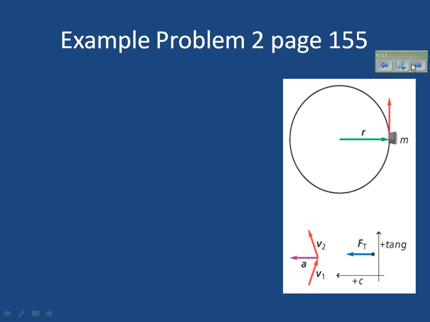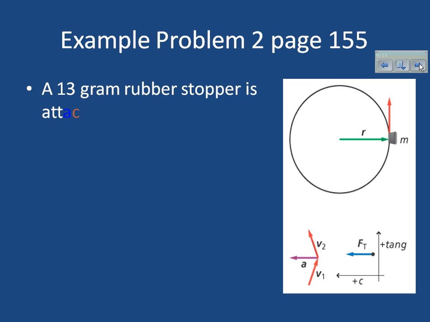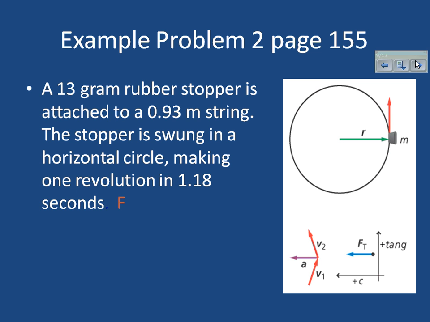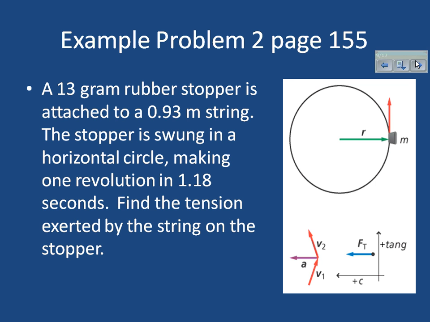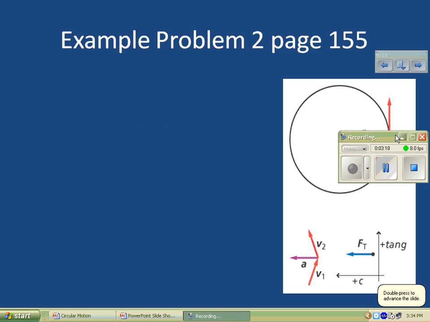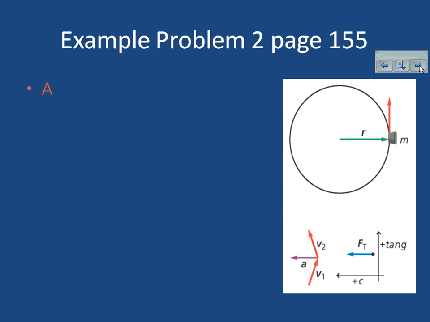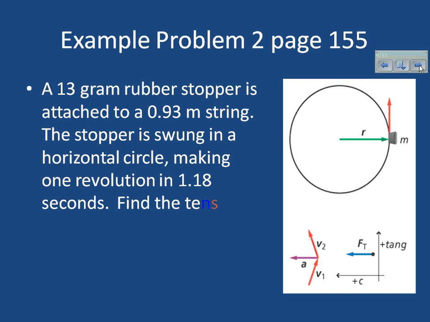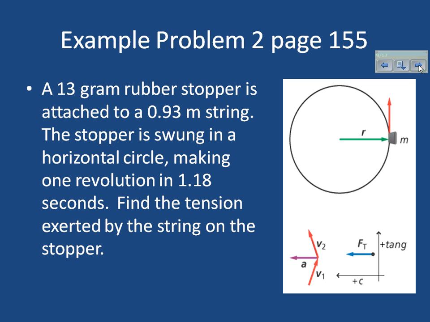So let's look at our first example problem. We have a 13-gram rubber stopper, and it's attached to a 93 centimeter or 0.93 meter string, and the stopper is swung in a horizontal circle, making a revolution in 1.18 seconds. Find the tension exerted by the string on the stopper. So, on the next page, I'm going to list our variables.